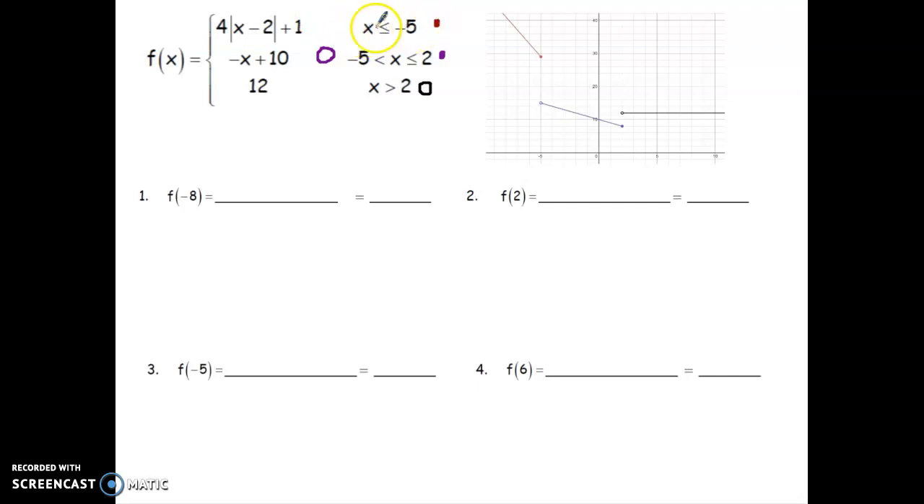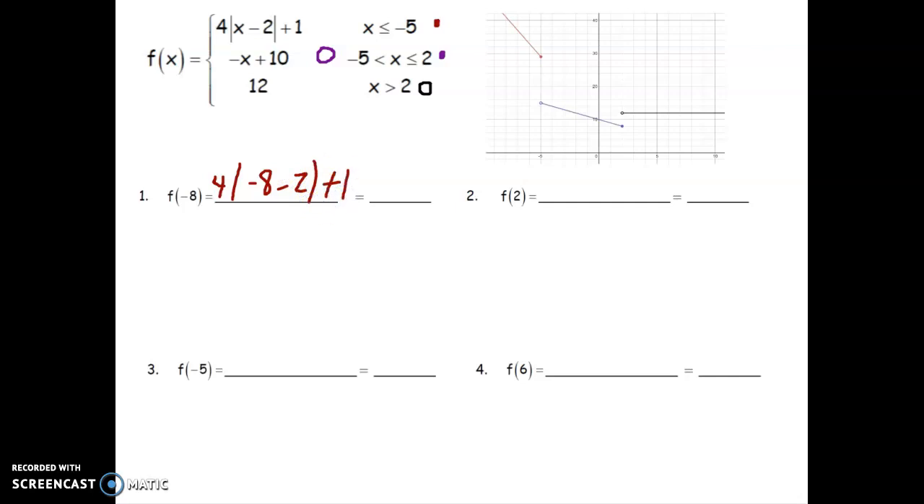So is -8 less than or equal to -5? Is it in between -5 and 2? Or is it bigger than 2? Where does -8 fall? Well, -8 is going to come here. -8 is less than or equal to -5, so it's going to be on the red part of the graph. I can only substitute -8 right here, only on this part, right? That's the only place where -8 fits. So I'm going to put -8 in place of x.